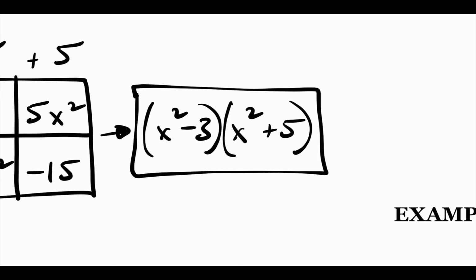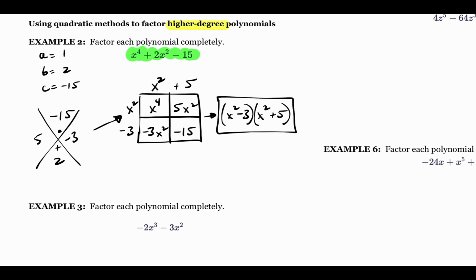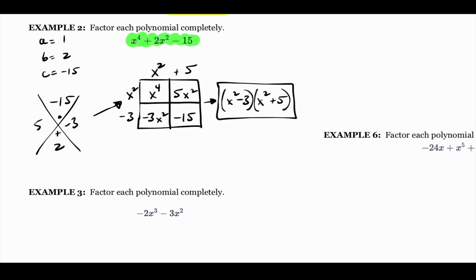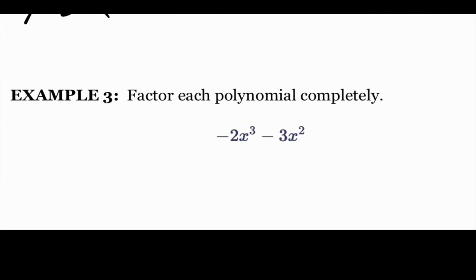So when you put it in Delta Math, make sure you have the squared there. Because if you don't, sometimes I've seen some students just put x minus 3, x plus 5. That's not correct because you need the x squared. So don't forget about that x squared. All right, so let's go to number 3.